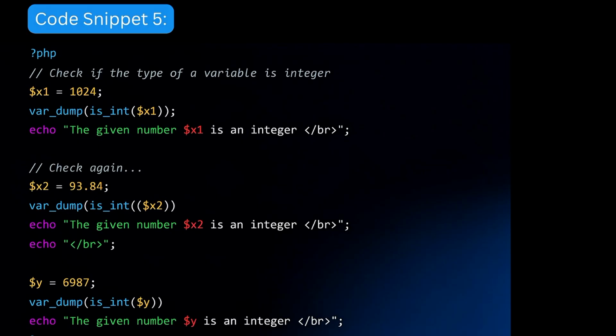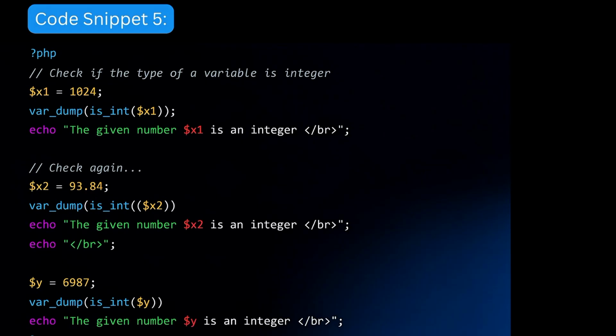Now, let's take a look at Code Snippet 5, which demonstrates how PHP's built-in functions can be used to check whether a variable holds an integer value. In this example, we are using the function is_int, which returns true if the variable contains an integer and false otherwise. To clearly see this result, the code uses the var_dump function, which displays both the data type and the actual value returned by the condition.